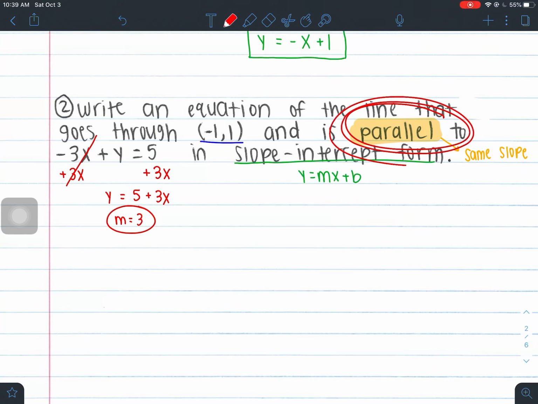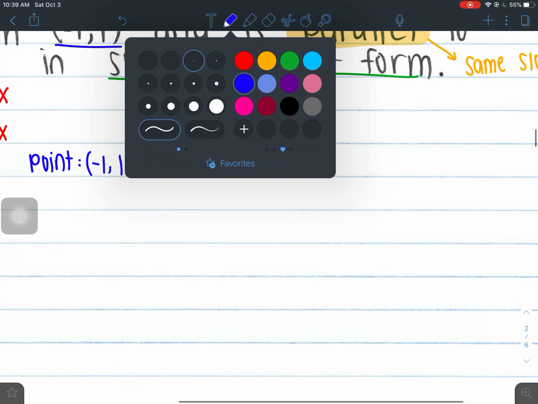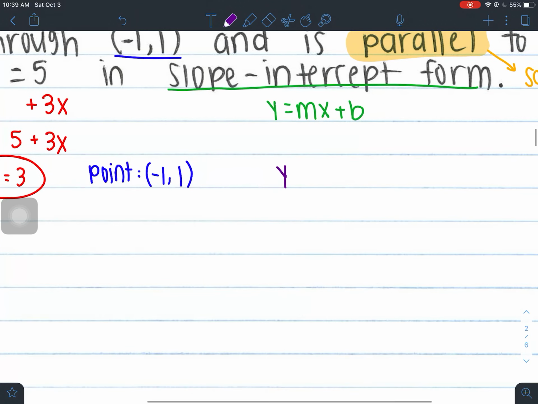Because they've asked me to create a parallel line, and I know that parallel lines have the same slope. So I have a slope, and I have my point of negative 1, positive 1. I have a slope and a point, so I'm going to start in point-slope form. So I have y minus 1 equals 3 times x plus 1.